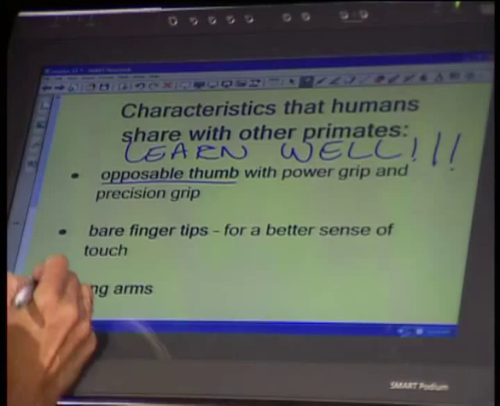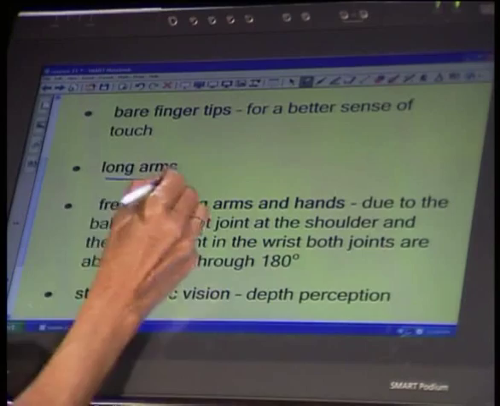We have bare fingertips. Now, if you look at chimpanzees and baboons and gorillas and monkeys, they have bare fingertips. So, it's your sense of touch. We have long arms. Now, relative to the rest of our body, your arms mean you can stretch, you can grab something, you can hold on to something. The same with chimpanzees and monkeys, etc. They've got long arms. All right?